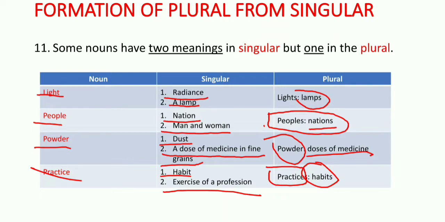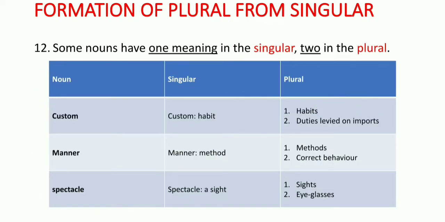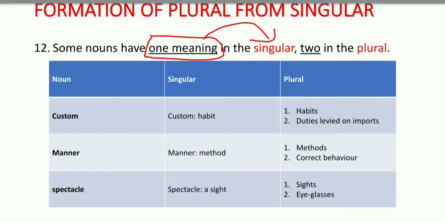Now look at the 12th usage. Some nouns have one meaning in singular and two meanings in plural. In the earlier slide we discussed two meanings in the singular, but now some nouns have one meaning in singular and two meanings in plural. Keep in mind, here we have custom. Custom in singular means a habit, but when used as a plural, customs, it gives the meaning of habits and duties levied on imports.